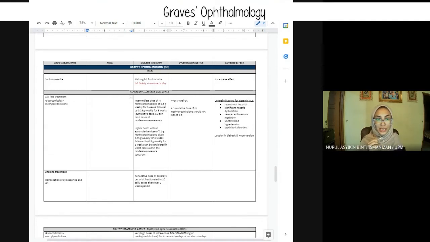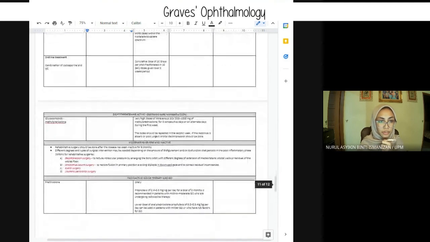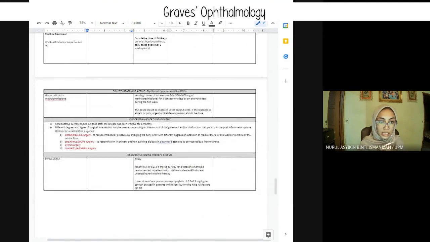My name is Rashida Bin and I'm going to present about the drug treatment options for thyroid disorder, specifically ophthalmopathy, known as GO. Basically, I refer to the CPG book for thyroid disorder. So first, GO or Graves' ophthalmopathy is divided by severity, which is mild, moderate to severe and active, life-threatening active, for example thyroid optic neuropathy, moderate to severe and inactive, and also radioactive iodine therapy and GO.